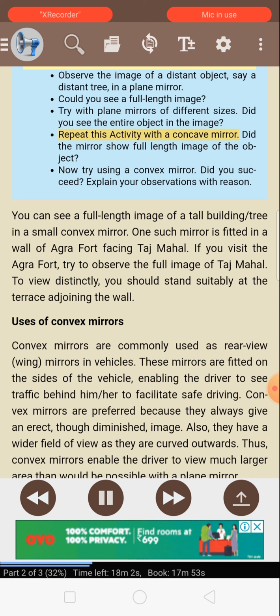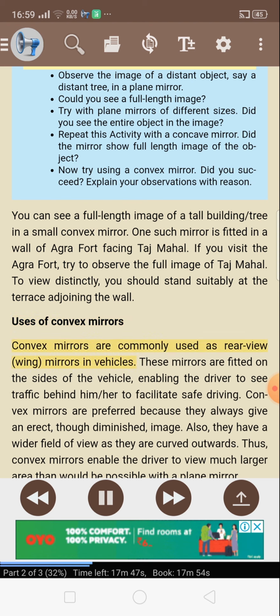Repeat this activity with a concave mirror. Did the mirror show full-length image of the object? Now try using a convex mirror. Did you succeed? Explain your observations with reason. You can see a full-length image of a tall building, tree, in a small convex mirror. One such mirror is fitted in a wall of Agra Fort facing Taj Mahal. If you visit the Agra Fort, try to observe the full image of Taj Mahal. To view distinctly, you should stand suitably at the terrace adjoining the wall.